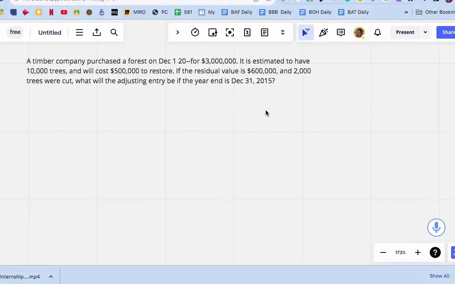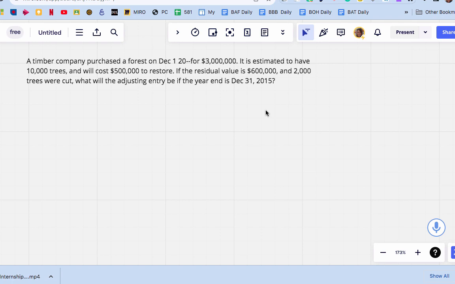Okay, here's a second example. We have a timber company who purchased a forest on December 1st for $3 million. It is estimated to have 10,000 trees in the forest, and it's going to cost $500,000 to restore. The residual value is $600,000. In that first year, 2,000 trees were cut, and the question is, what will be the adjusting entry if the year end is December 31st? So again, we have our three formulas and we have our journal entry.